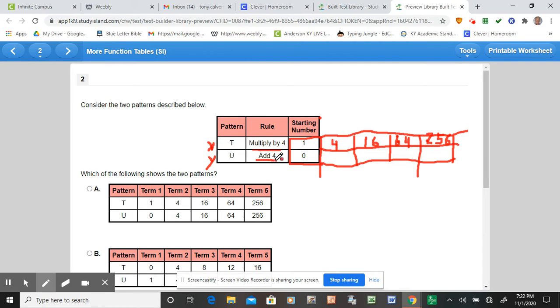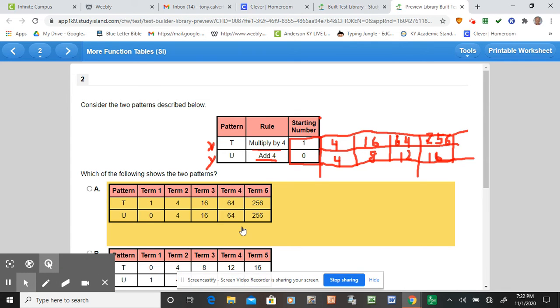Now, on the bottom, we have a different rule. We have this, add 4. And we're starting at 0. This is row U. So 0 plus 4 is 4. And then 4 plus 4 is, remember, every time we go across, we add 4 more. And then this would be 12. And then finally, this would be 16. Just that easy. Whoa, I didn't do that very easily. 16 right there.